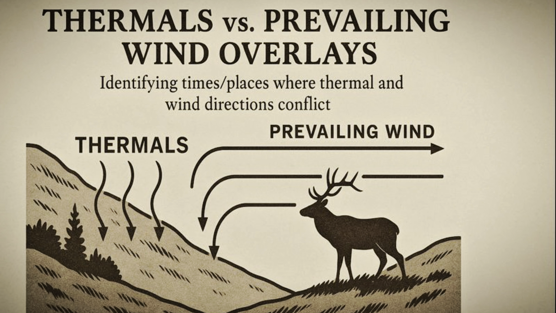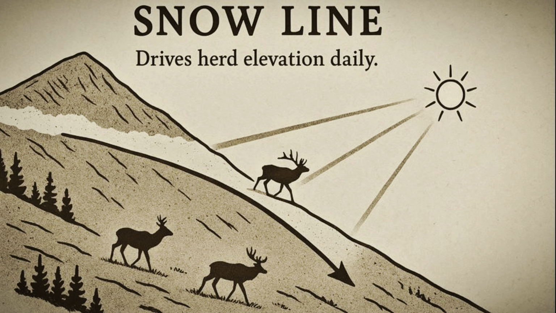Number 76 is thermals versus prevailing wind overlays. So conflicting wind directions can shape your approach strategies, and hunters have to understand and adjust their setup accordingly. Number 77 is the snow line. That's going to determine daily and seasonal elk elevation, especially during the late season. When you hit that snow line and how deep the snow line gets, that's going to determine whether it pushes the elk down or not. And a lot of times the mule deer as well. And it's critical for those late season hunts.